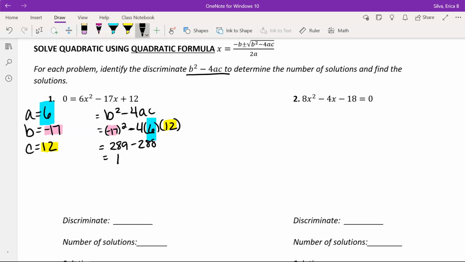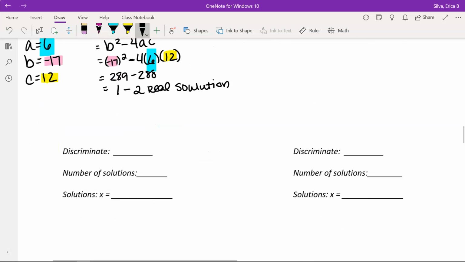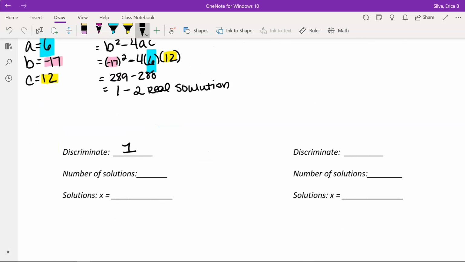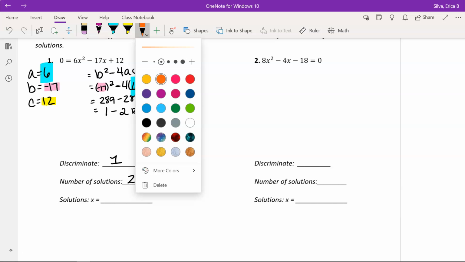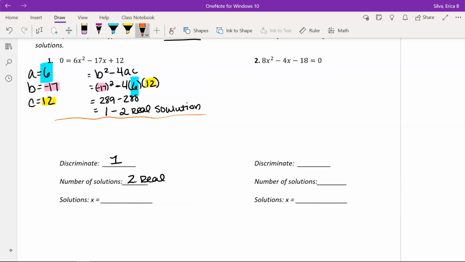So because we get a 1, that means we have two real solutions. Remember, if it's positive, the discriminant is 1, and we have two real solutions. If it's positive, we have two real. If it's negative, that means we have imaginary solutions. And if it's 0, that means we have one real solution. Okay, now let's apply the rest of the quadratic formula.